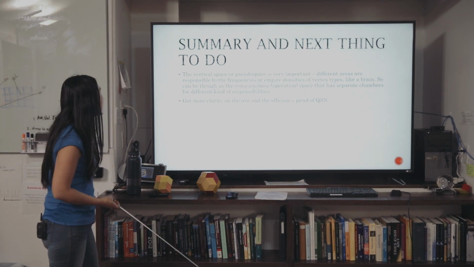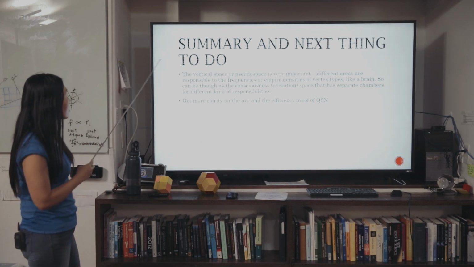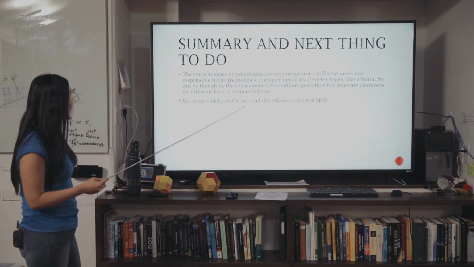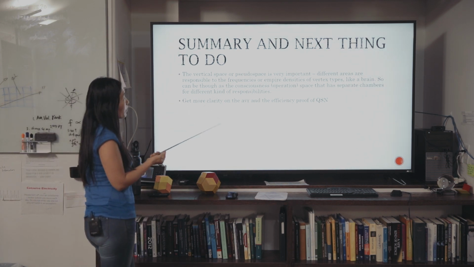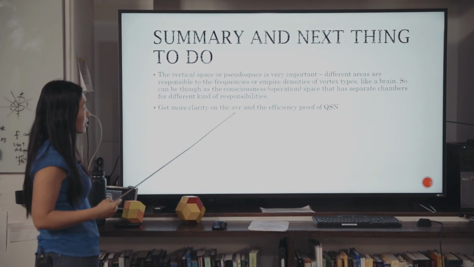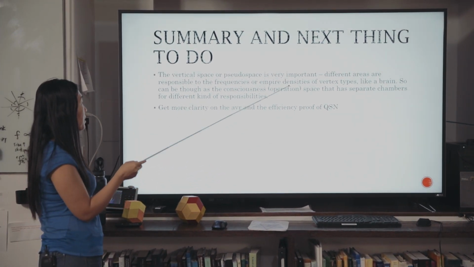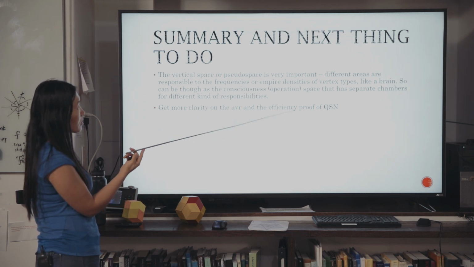Okay, so this is my summary, the last view graph summary, and the next things to do. The vertical space, or pseudo space, is very important. That's my conclusion from this talk, because it seems like different areas are responsible for the frequencies or empire densities of the vertex types.